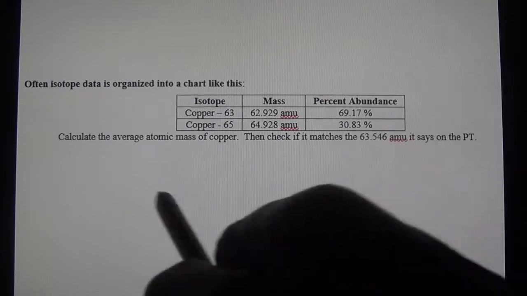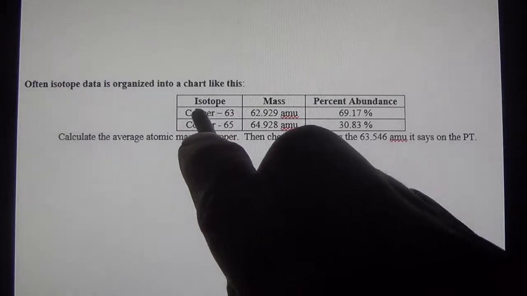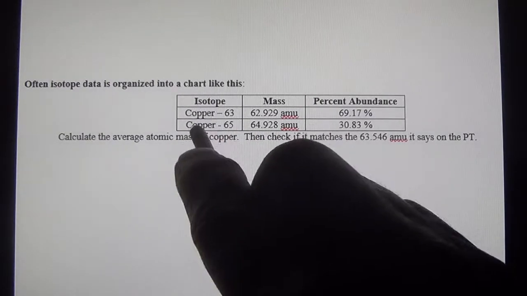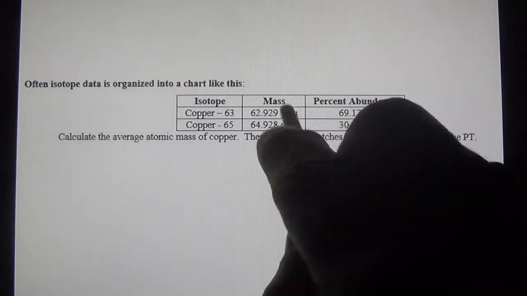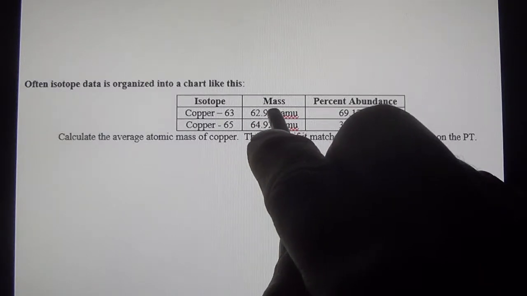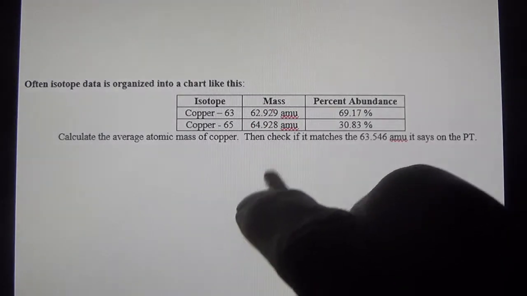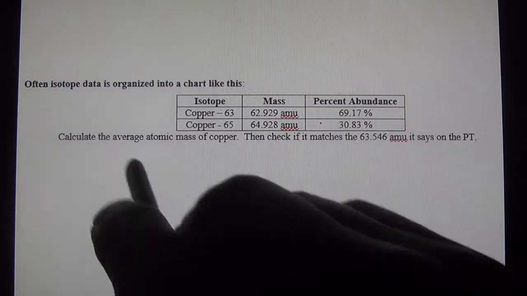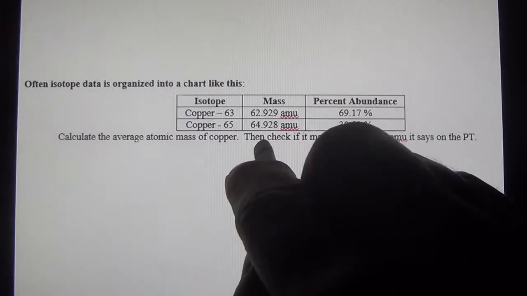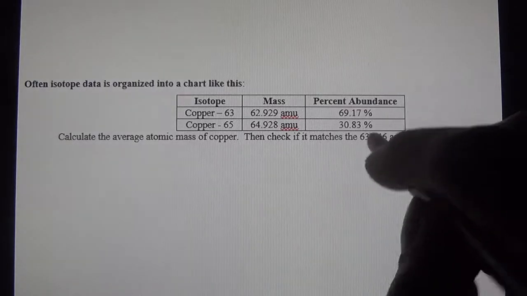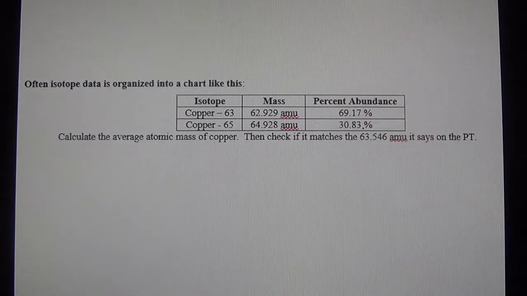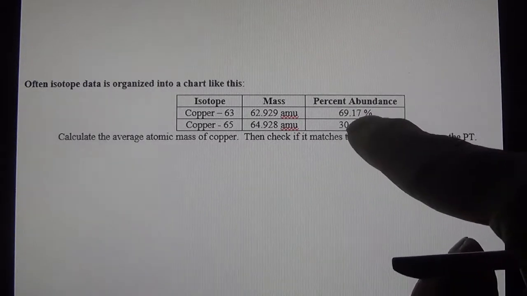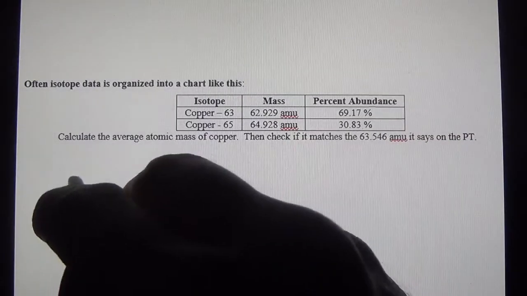Okay, so here we have the names of the isotopes, copper 63, copper 65. Here are their actual masses. Now this time it looks like it's to the thousandths place. We have their percent abundances to the hundredths place. And we're going to calculate the average. Okay, and then cover this up. Don't look at that yet, but later we'll check our work and see how close to what the periodic table says we got.